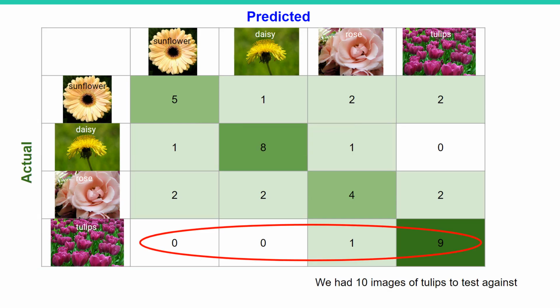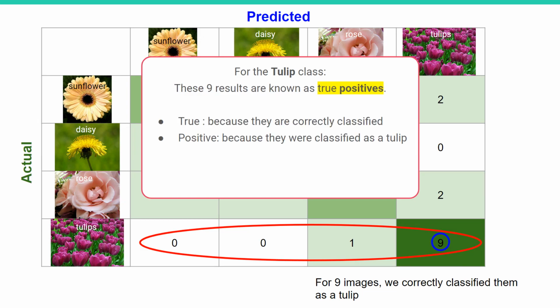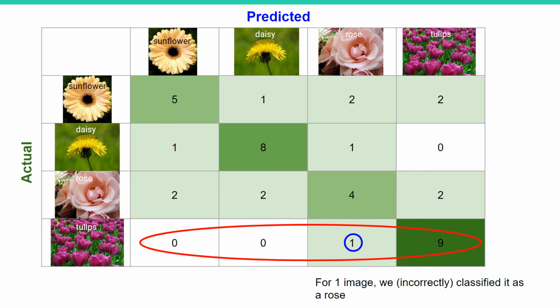Once again, as a row, we see that there are 10 actual images of tulips that we're testing the classifier with. And when we look at the column for tulips, we see the number 9 that intersects both the row and the column. And that is indicating that we had 9 actual images of tulips that were correctly classified as tulips. So these are known as true positives. True because they are correct, and positive because they were classified in the class that we are measuring, which are tulips.